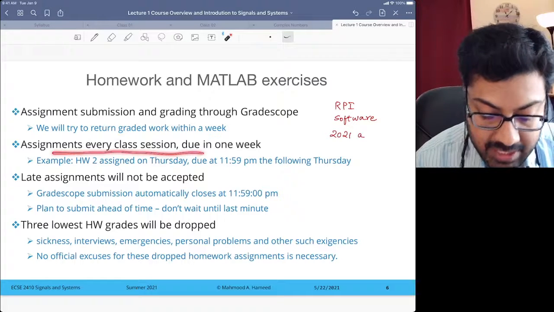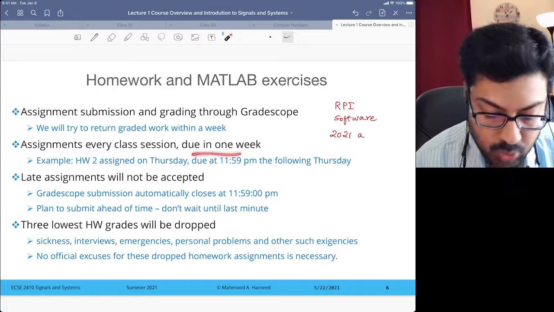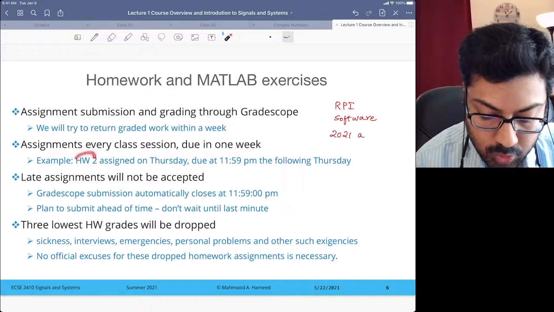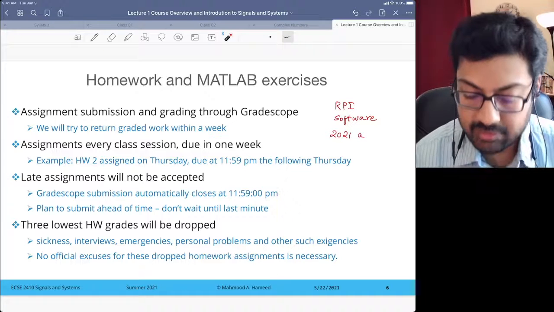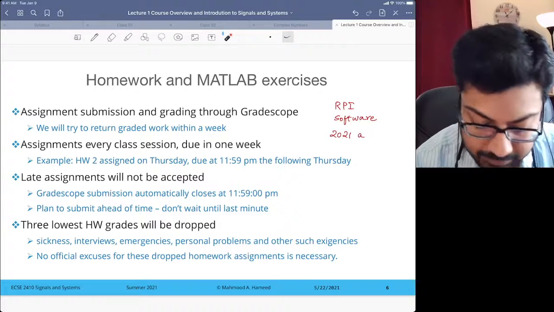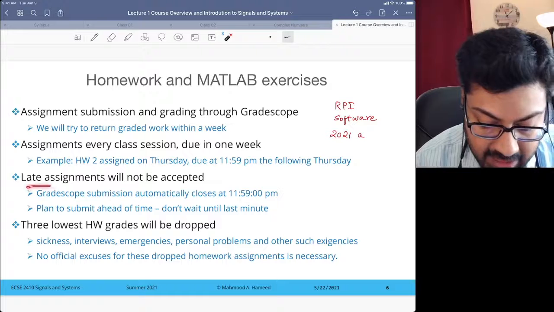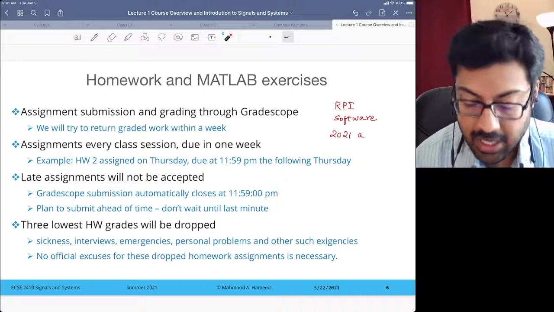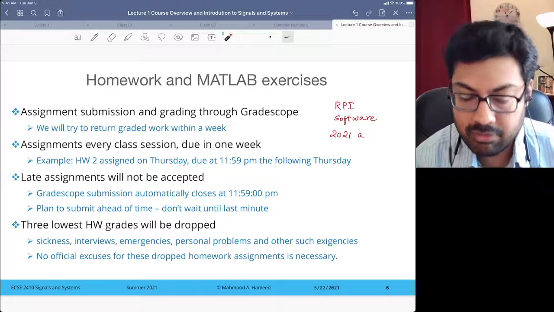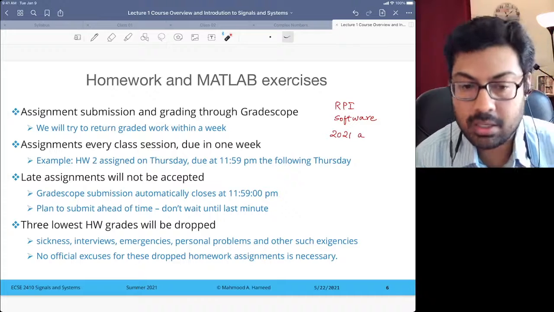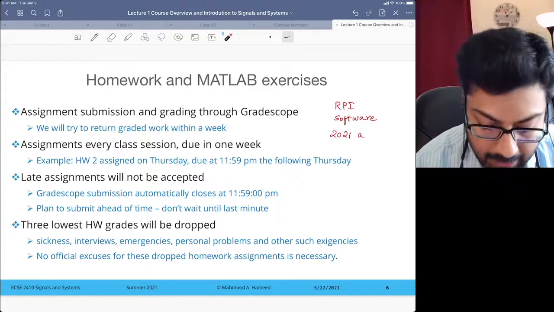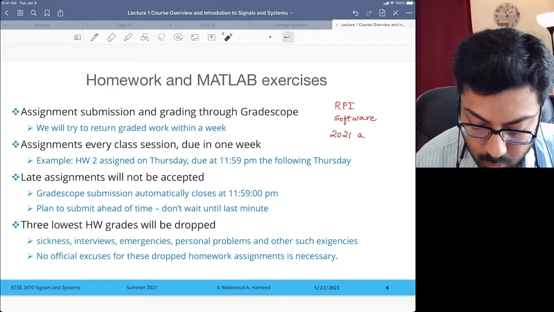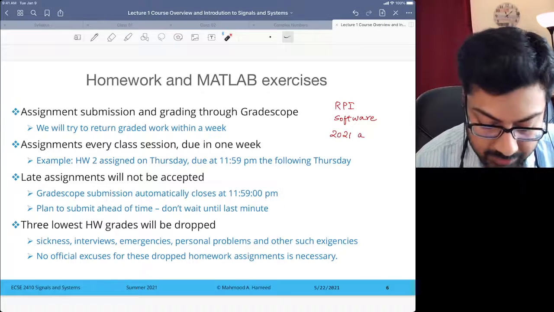Assignments are going to be assigned every class, but they are going to be due 1 week later. For example, homework 2 will be assigned on Thursday, May 27th, but it will be due the following Thursday at 11:59 p.m. Late assignments are not going to be accepted. So make sure that you submit the homework on time, 11:59 p.m. Eastern time. Don't wait until the last minute, you guys.